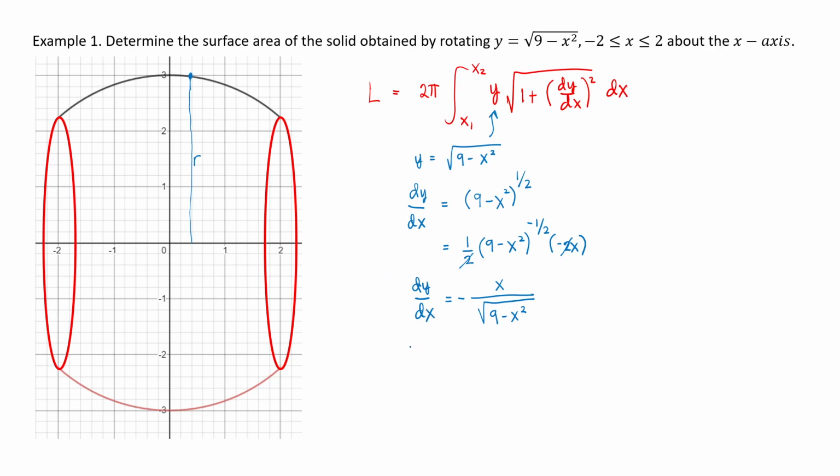Getting the square of dy over dx as per formula, this will be negative x all over the square root of 9 minus x squared, squared. Negative 1 squared will be equal to positive 1. x squared is x squared, and the radical expression in the denominator will be eliminated. So this is x squared over 9 minus x squared, which is equal to dy over dx squared.